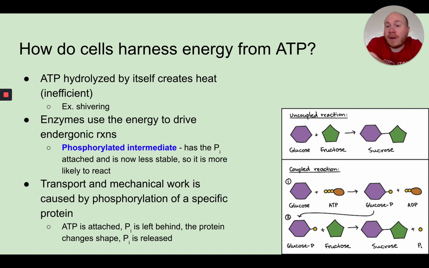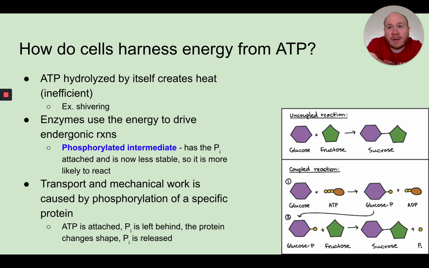So we call it a phosphorylated intermediate. It has the inorganic phosphate attached, and it's now less stable than it used to be, so it is more likely to react. Basically, we take the ATP, we attach it via the phosphate that breaks off, and all that energy the phosphate has can now be put into the molecule it's attached to, and that molecule becomes unstable and does some work. So transport and mechanical work is caused by phosphorylation of a specific protein. The ATP is attached, the inorganic phosphate is left behind, the protein changes shape, and then the inorganic phosphate is released. So this is how ATP works.